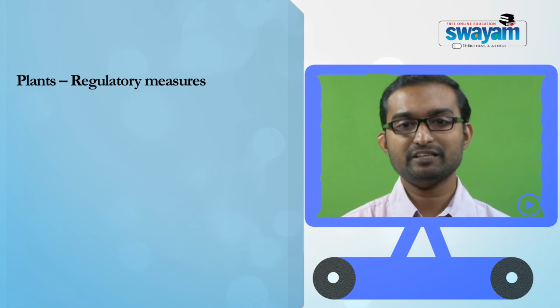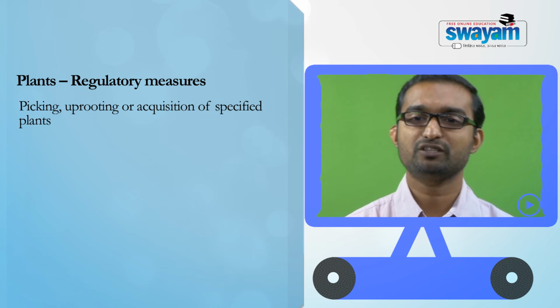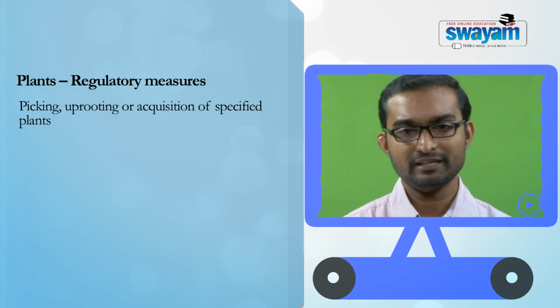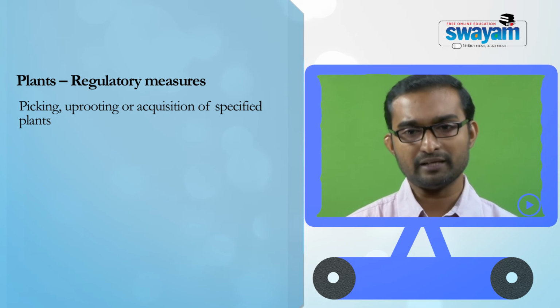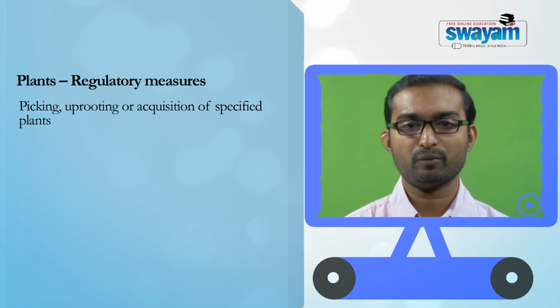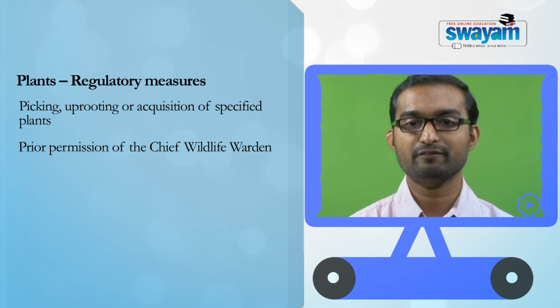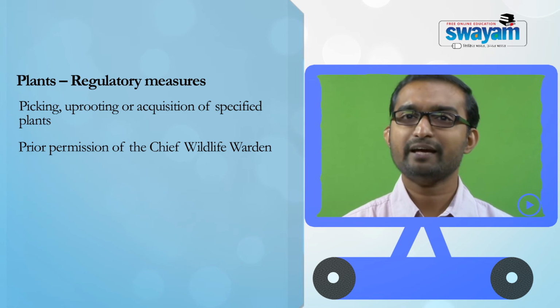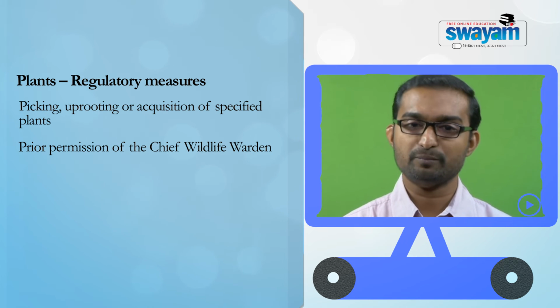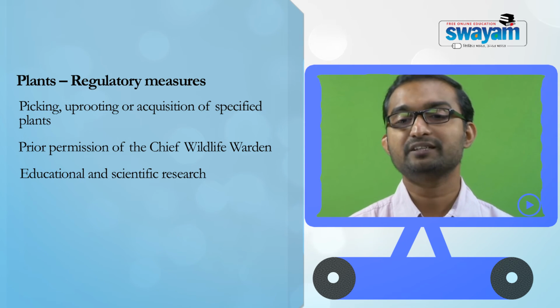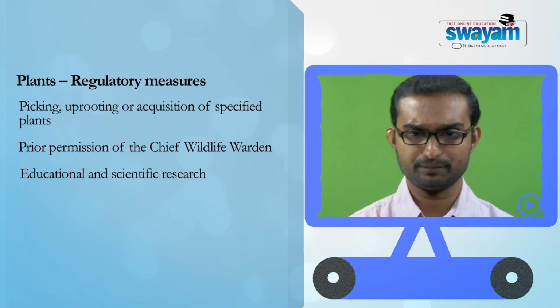And another major regulation is picking, uprooting and acquisition of specified plants. In the case of picking, uprooting and acquisition, the regulatory approach is that such actions require prior permission from the chief wildlife warden, and this can only be permitted for certain purposes, that is educational and scientific research.